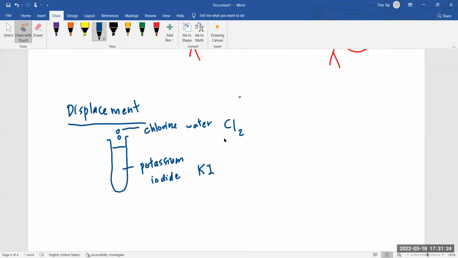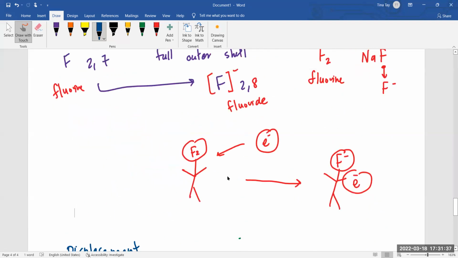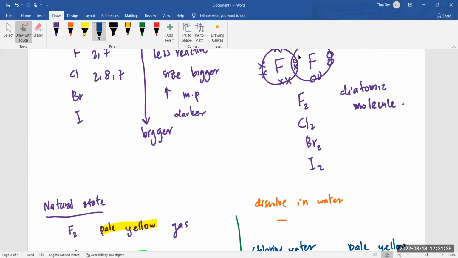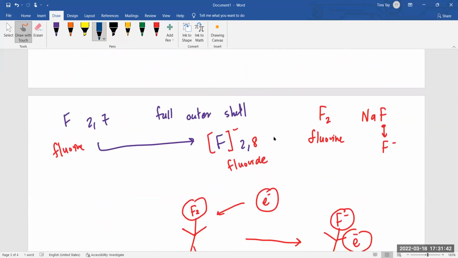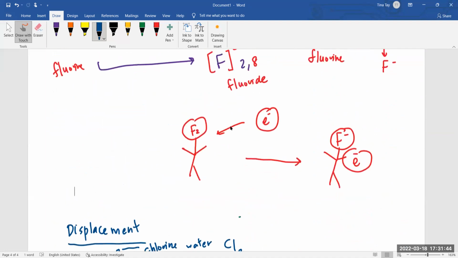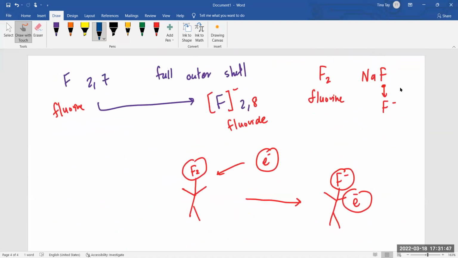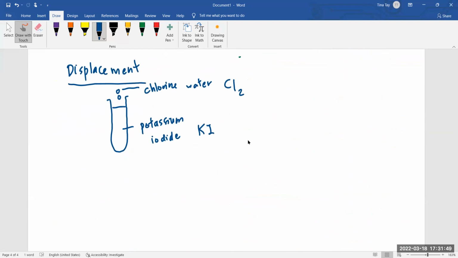Okay, which one is an ion? Chlorine water? No, chlorine is a molecule there. Chlorine is a diatomic molecule like this. So which one is the ion? In a compound like sodium fluoride, fluoride is the ion. So now potassium iodide: potassium is an ion, iodide is an ion. Get it? Can understand so far, guys?